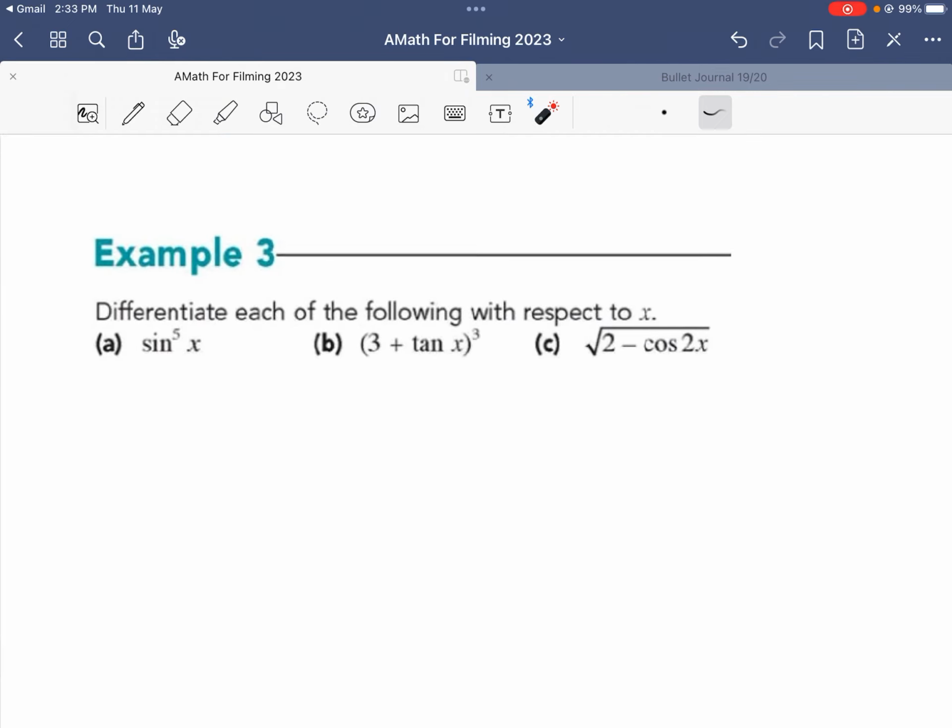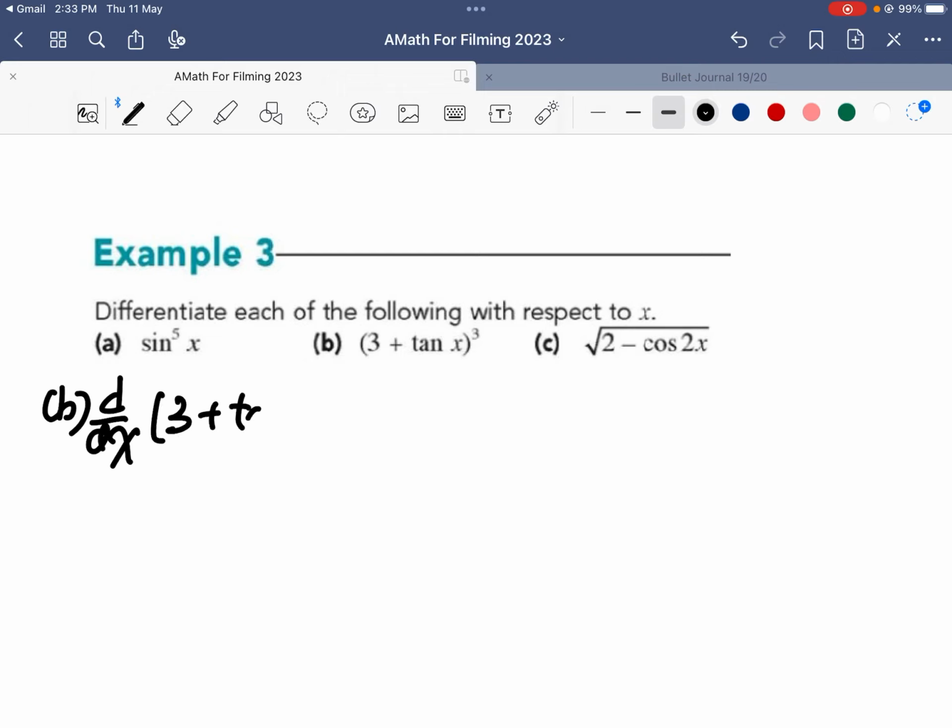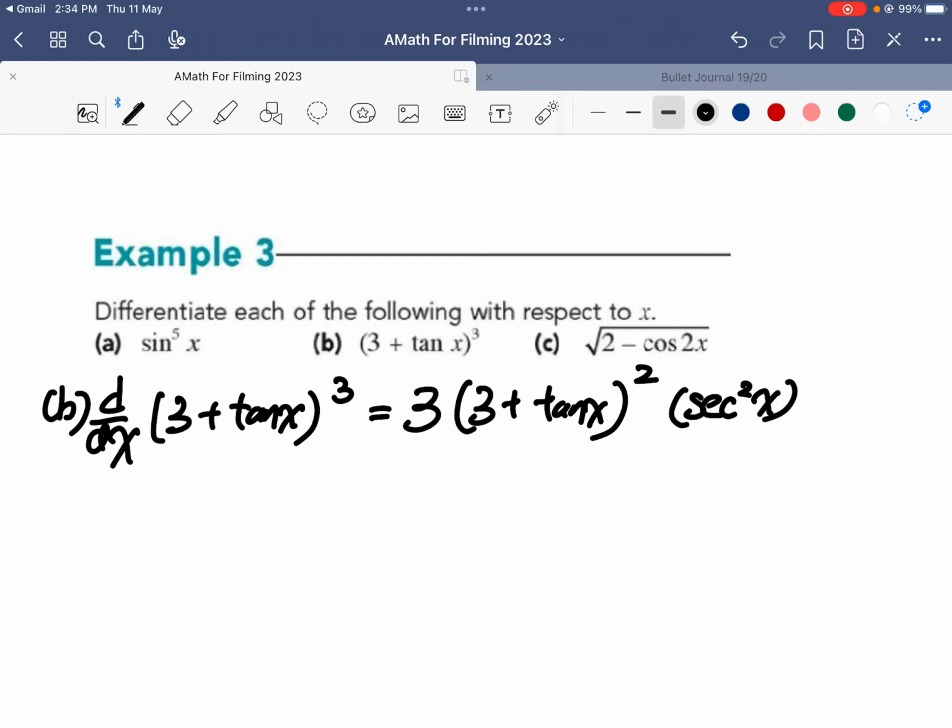For part B, what is happening here will be the same thing. So I'm differentiating with respect to x, 3 plus tangent x cubed. So the power comes down, 3 plus tangent x, power minus 1, 3 minus 1 is 2. Tangent x differentiated will give you secant square x. I simplify, I get 3 secant square x, 3 plus tangent x squared.